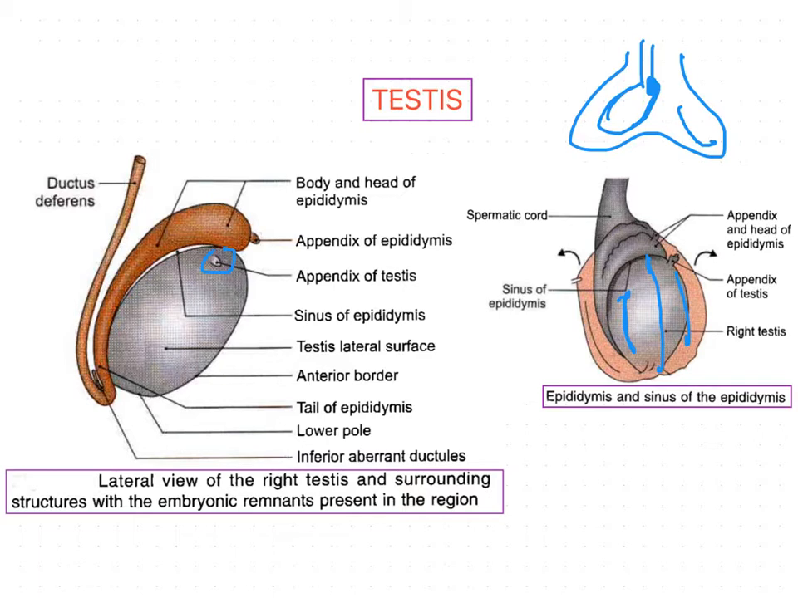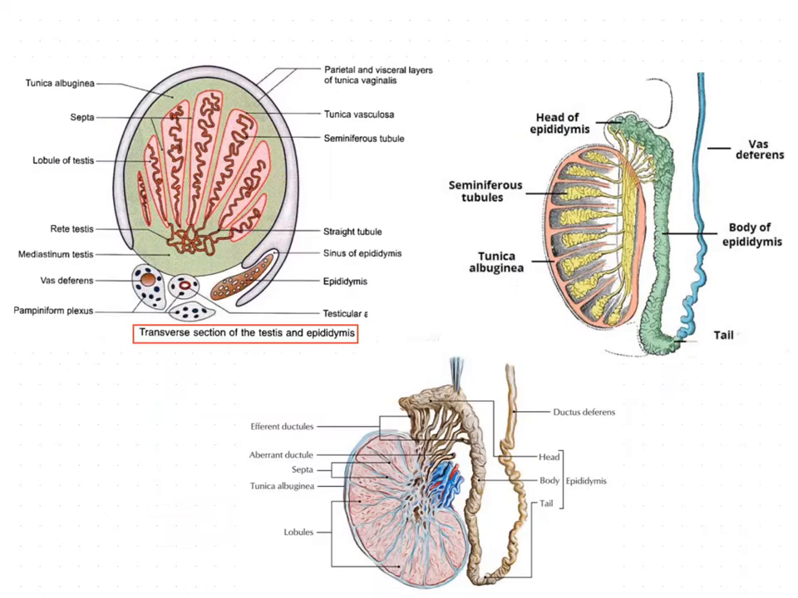Now we will move on to the coverings of the testis. We can observe the coverings in the transverse section of the testis and epididymis, as well as in the longitudinal section. The testis is covered by the layers of the scrotum. In addition to the layers of the scrotum, the testis is covered by 3 coats.